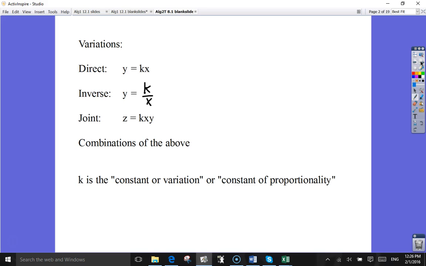But in an inverse variation, because the x is in the denominator, right? If I increase the x, I'm actually decreasing the y. Or if I decrease the x, I'm increasing y. They're going to change in different directions.